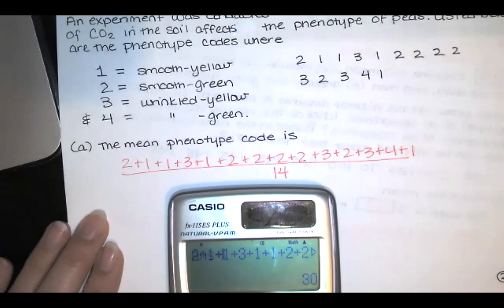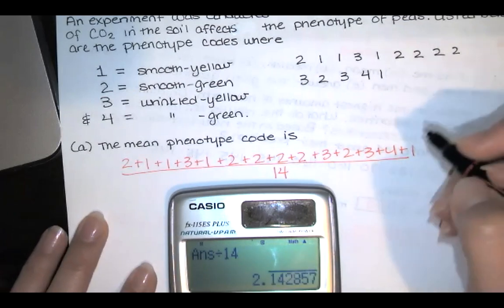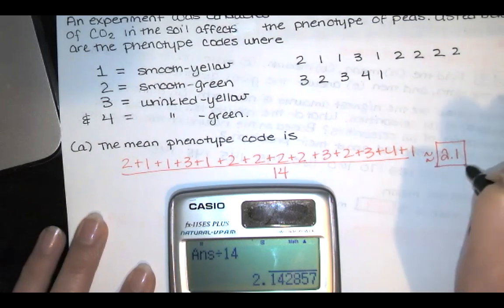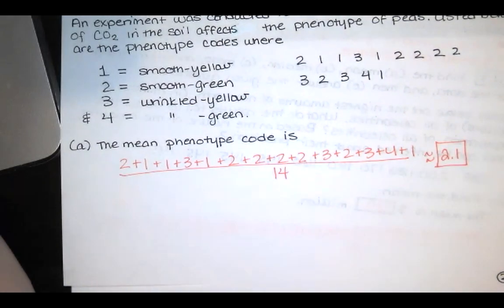And you want to take that 30 and divide by 14. And then they want us to round to the nearest tenth. So that is approximately 2.1. So that is the mean phenotype code. It's 2.1.